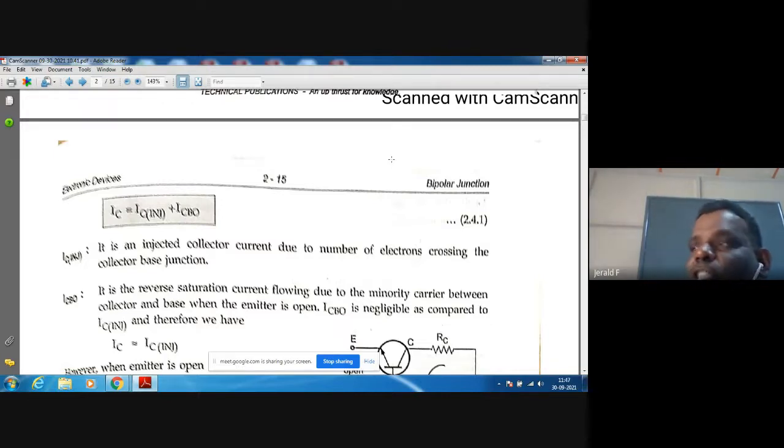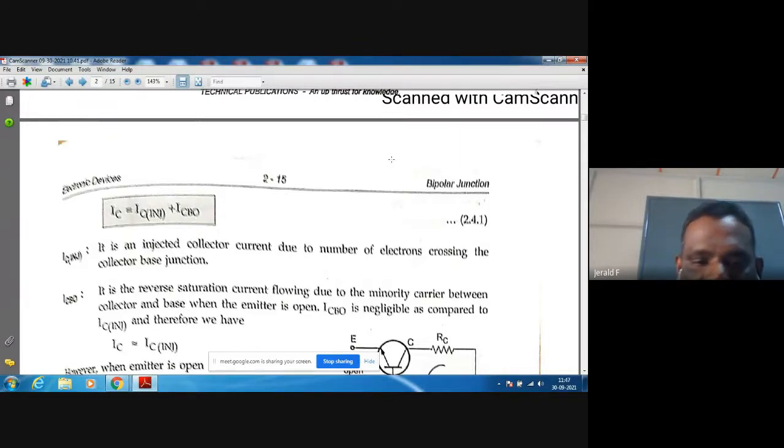The collector base junction is the output side, not the emitter base junction, which is the input side. The electrons cross the collector base junction, and that is called IC injection, the collector current. And ICBO is called the leakage current. ICBO is the leakage current of the common base output.